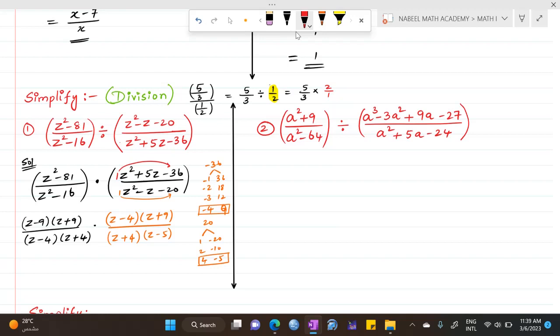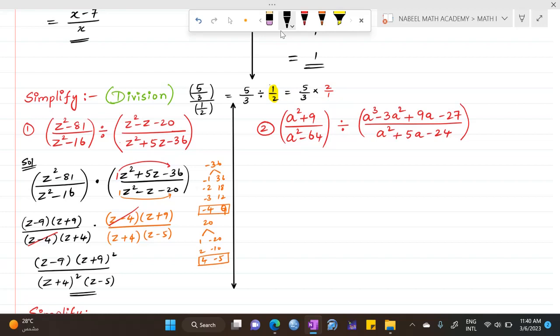Is anything cancelled? Yes, z minus 4 and z minus 4 cancel. After that, nothing is cancelled. Write it as it is, because you have z plus 4 and z plus 4 both in the denominator, so they are not cancelled. Only if it is in the numerator and denominator do we cancel. So I write it here: z minus 9, z plus 9 whole square, over z plus 4 whole square because it occurs two times in the product, and the remaining term is z minus 5. So this is the final answer.